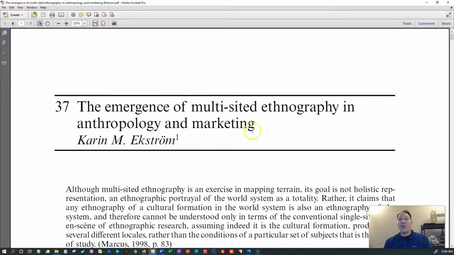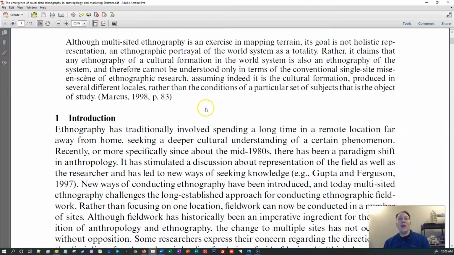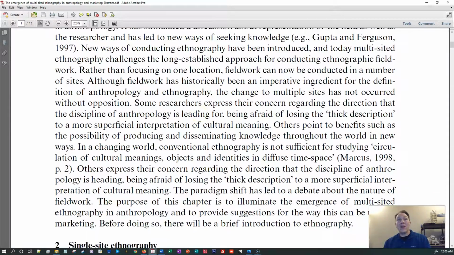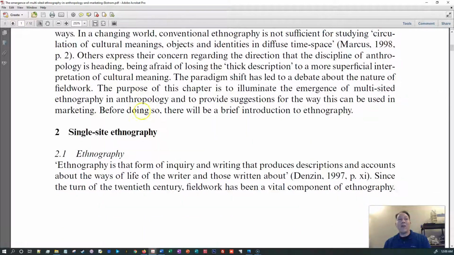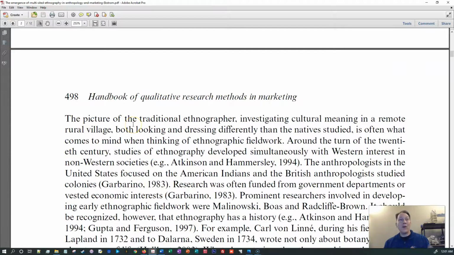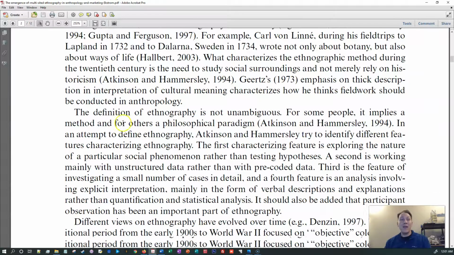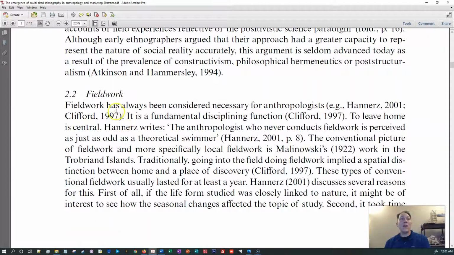Multi-sited ethnography is another area where there is, again, some good practical knowledge that's being shared here. Again, I think you can skim this one and kind of get the gist of what it's about and then kind of go back to it, but it makes a case for why using multiple sites in your ethnography as opposed to just going to a single place or a single group of people and talking to them might provide you with better and more useful marketing insights.